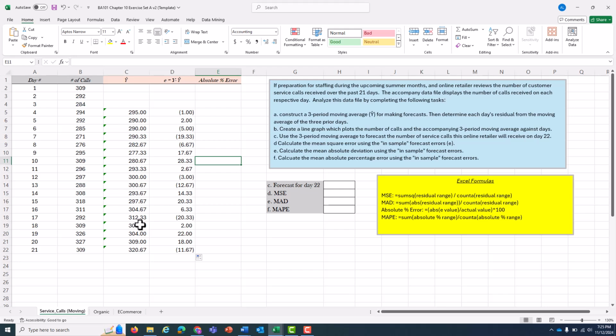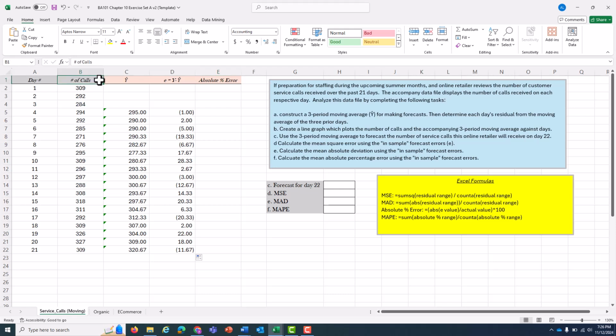So with that information, we want to create a line graph that plots the number of calls and the accompanying 3-period moving average against the number of days that we have going on. Well, how am I going to make that graph? What I've got to do is plot the number of calls that we received on an actual day against the predicted value we had, our Y hat, the average of our last 3 days.